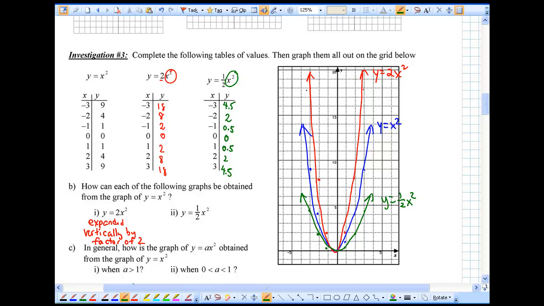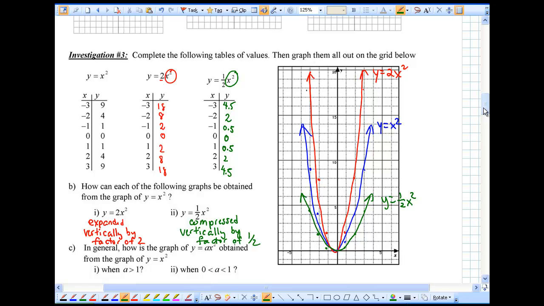And in this case, for y equals 1/2 x squared, you didn't really expand, you actually shrunk, so we call that a compression. So I'll say compressed vertically, because all the y values got squished by a factor of 1/2.